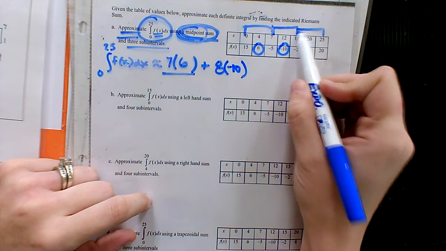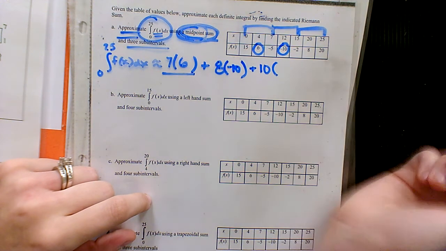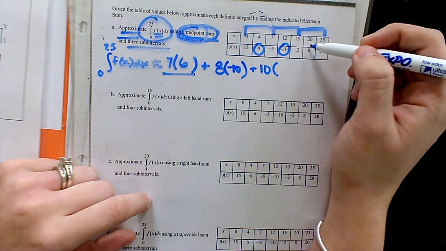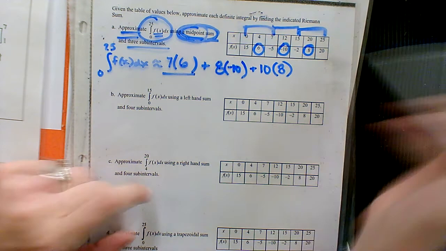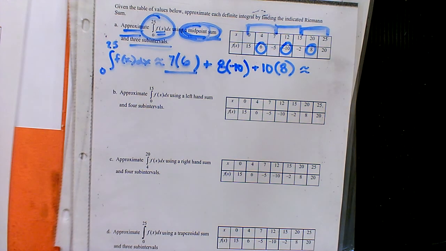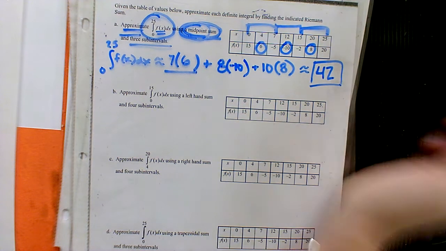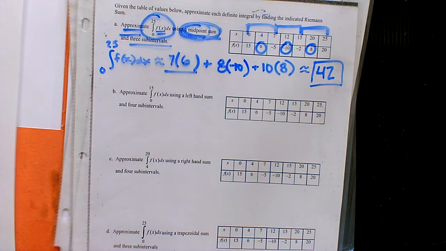All right, and then our last rectangle goes from 15 to 25, so that's a base of 10, and if we use a middle height, that'd be 8. Okay, so calculation all the way through will approximate our area. 42. There we go. So we don't have an equation, and we don't have a graph. We do, however, have an estimate for the area under the curve.